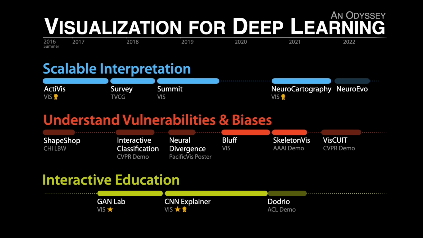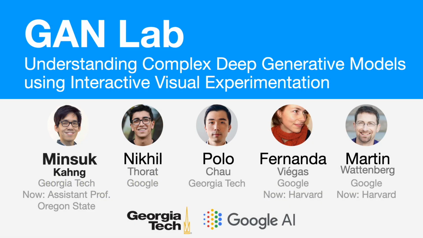So this is exactly the motivation for us to develop the third line of research we call interactive education, which started as an internship project for GAN Lab back in 2017. It was the very first work where we thought it might be really helpful to develop education tools that can help either experts or non-experts understand how these models work. GAN Lab was originally an internship project by Mr. Khan, with collaborators and mentors Nikhil, Fernanda, and Martin, who is now a faculty member at Harvard.